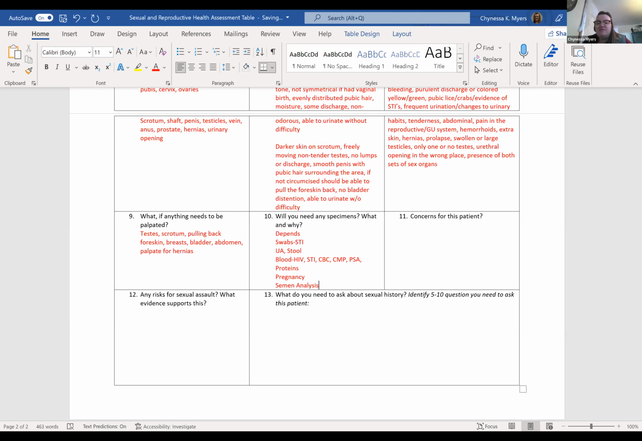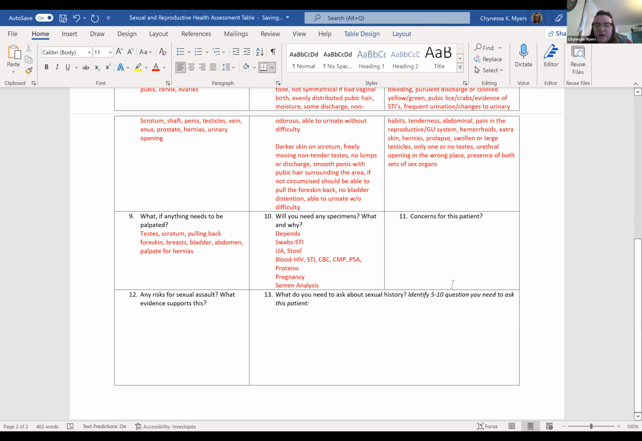Semen analysis. That's a good one. Okay. If they have discharge, we want swabs. Sometimes if it's active discharge, they'll actually milk it to get a sample of the discharge instead of doing a swab.